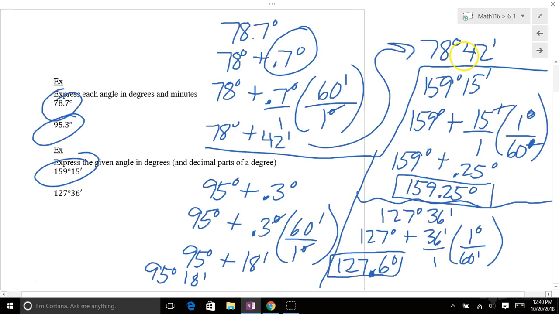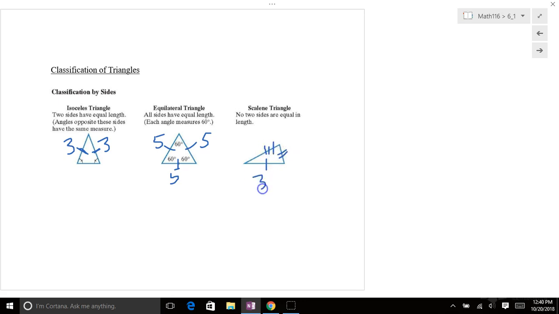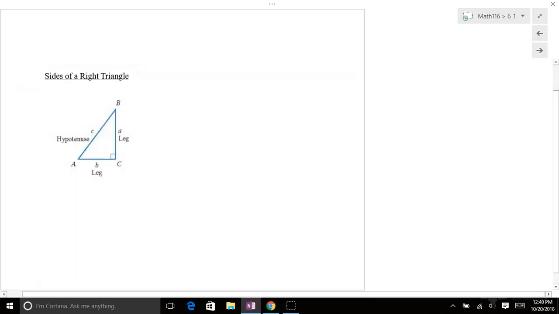Okay, let's move on here to classification of triangles. You can classify them by side. If you have two side lengths that are the same, notice you have a slash here, slash there. So you have two sides. If this is 3 feet, that would be 3 feet. That's an isosceles triangle, if you have two sides the same. If you have three sides the same, maybe 5 feet, 5 feet, 5 feet, that's an equilateral triangle. Whereas if you have all three sides different, maybe this is 3, that's 5, that's 6, or whatever, that's a scalene triangle.